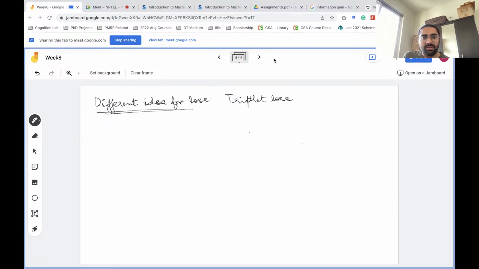I wanted to give a brief idea about something called a triplet loss. Okay, so have you guys heard about this triplet loss? Anyone?